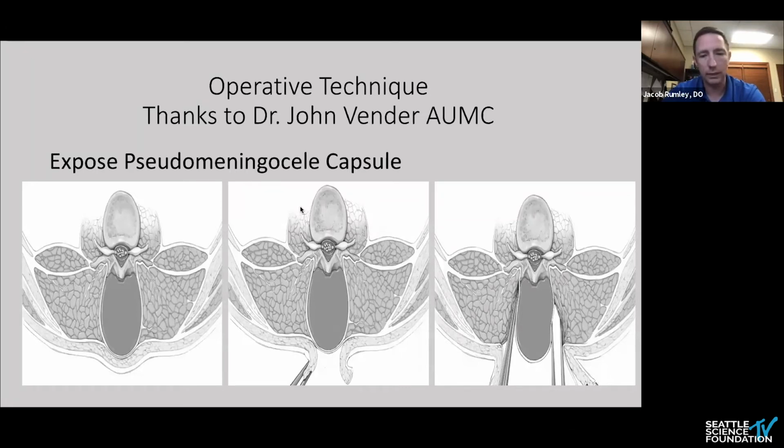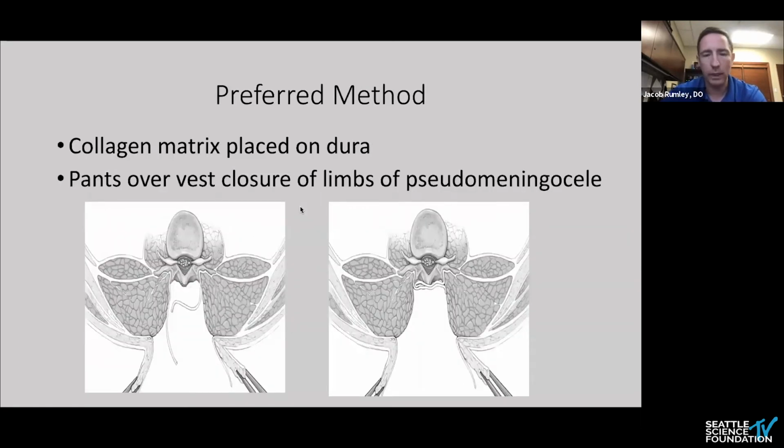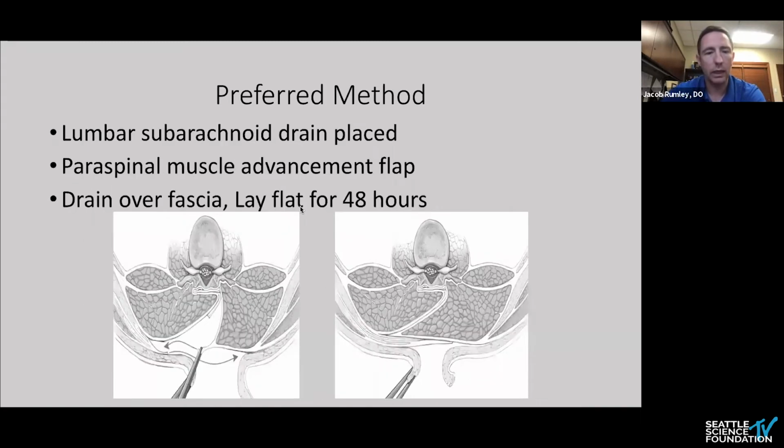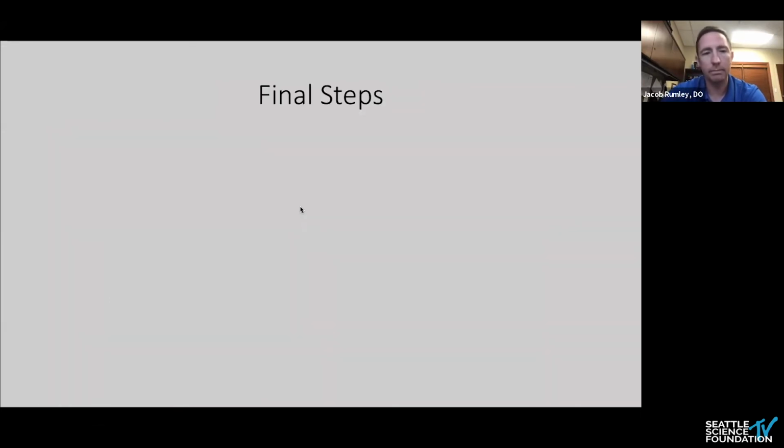And essentially what he did is he exposed the entire pseudomeningocele capsule, and he would use its hydrophobic tissue to kind of enclose this fluid. So we'd place some collagen matrix down, try to repair the dura, then pants over vest this to try to hold that fluid from getting too significant. Then lastly, because they have essentially a tissue expander in their back for these large giant pseudomeningoceles, we'd advance the muscle flaps and place a subfascial drain.